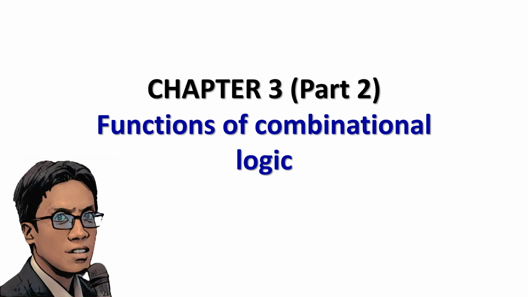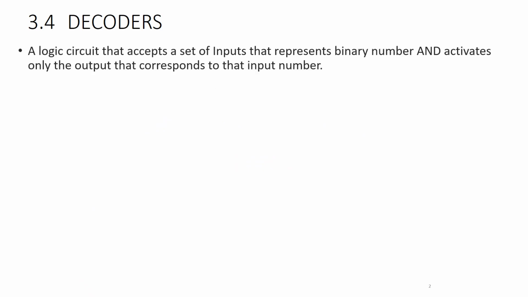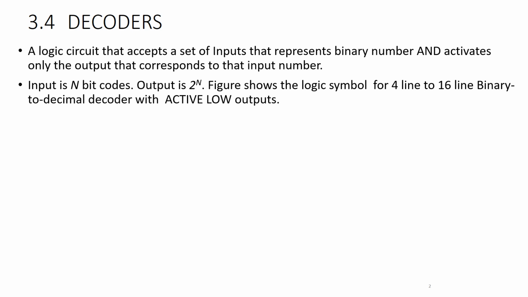Welcome back to Chapter 3, Functions of Combinational Logic. 3.4 Decoders. It is a logic circuit that accepts a set of inputs that represents a binary number and activates only the output that corresponds to that input number. Input is n-bit codes, output is 2 power of n.